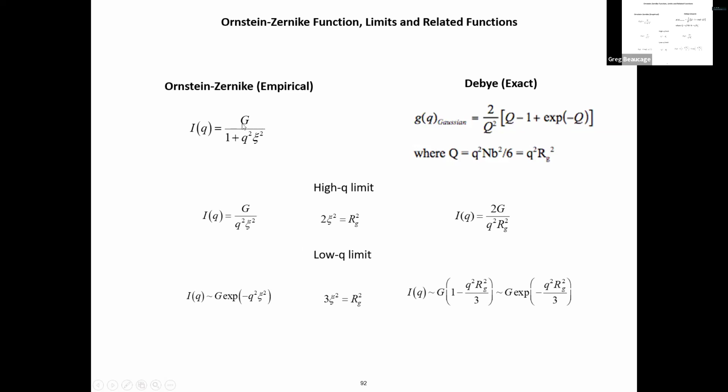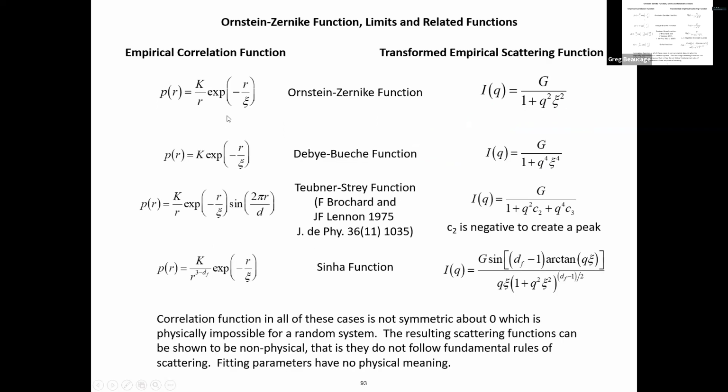So it means this one's wrong, and also the correlation function itself is wrong. So basically, you'll see this Ornstein-Zernike all over the place, but it's not a valid function. So that's step 1. And then other functions that you'll see a lot in polymers and soft matter are like these functions for scattering.